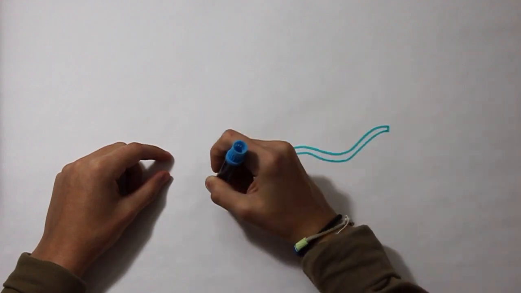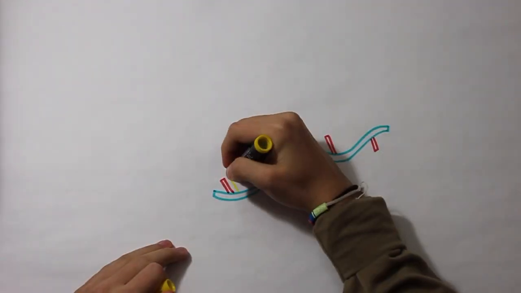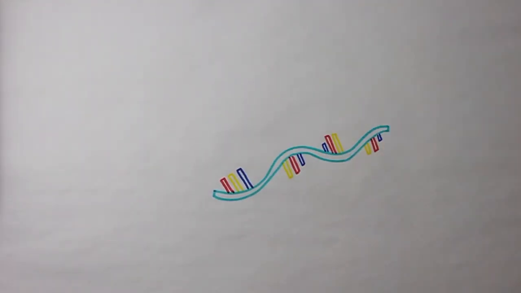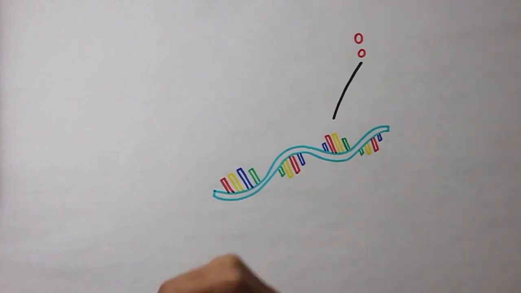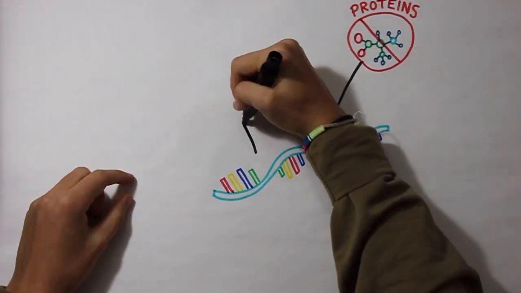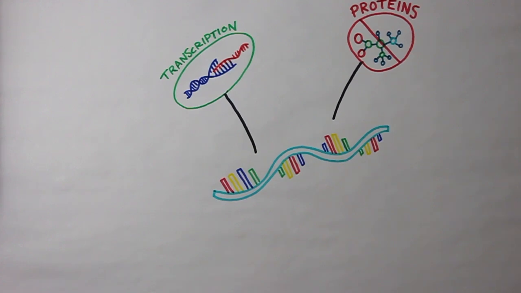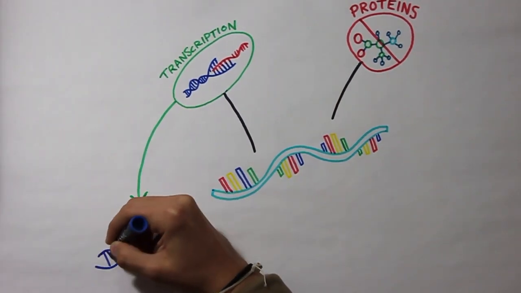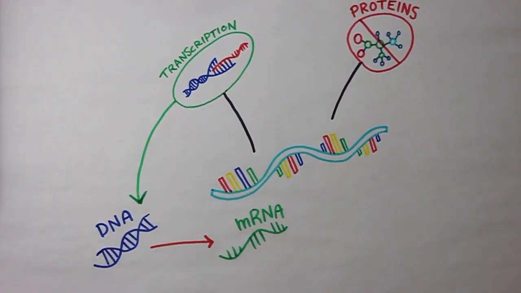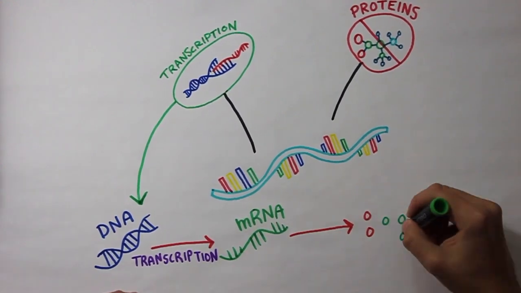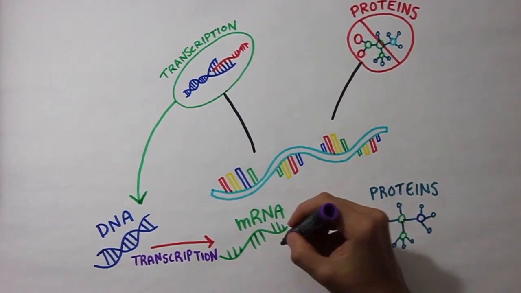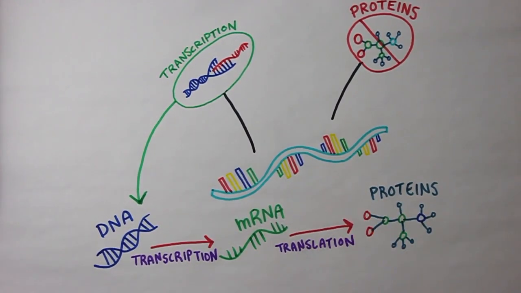So what are non-coding RNAs? Non-coding RNAs are small or large RNA molecules that do not create proteins, but are involved in transcription. Transcription is the process of copying DNA into messenger RNA, which is then used to create proteins through a process called translation. Let me show you what transcription looks like.